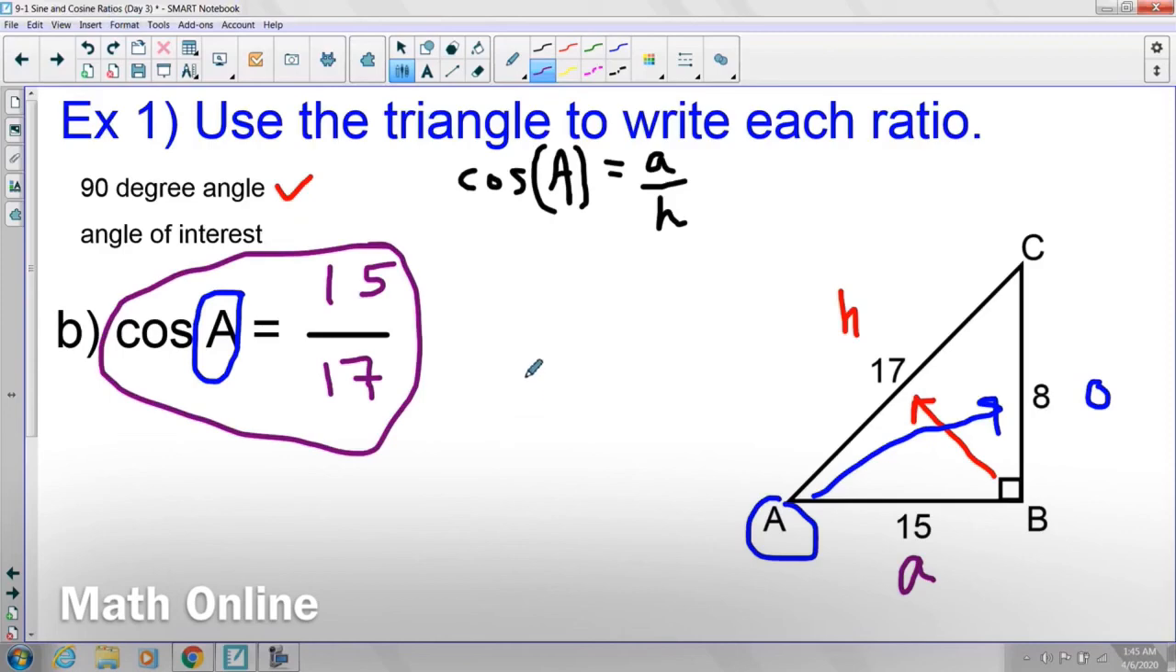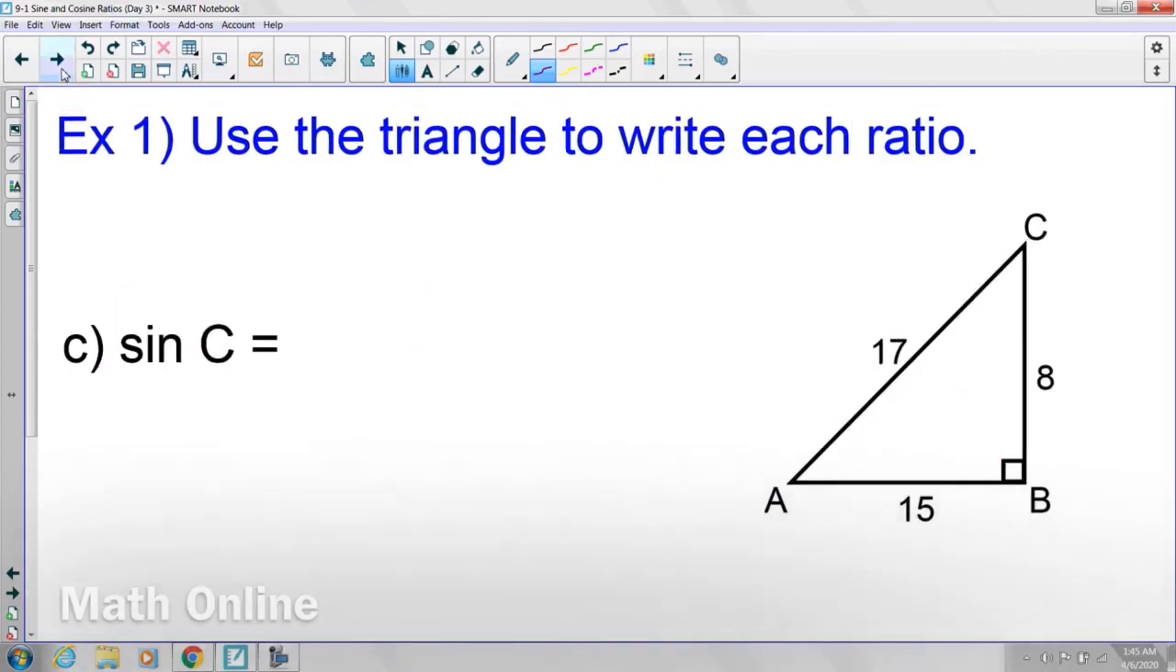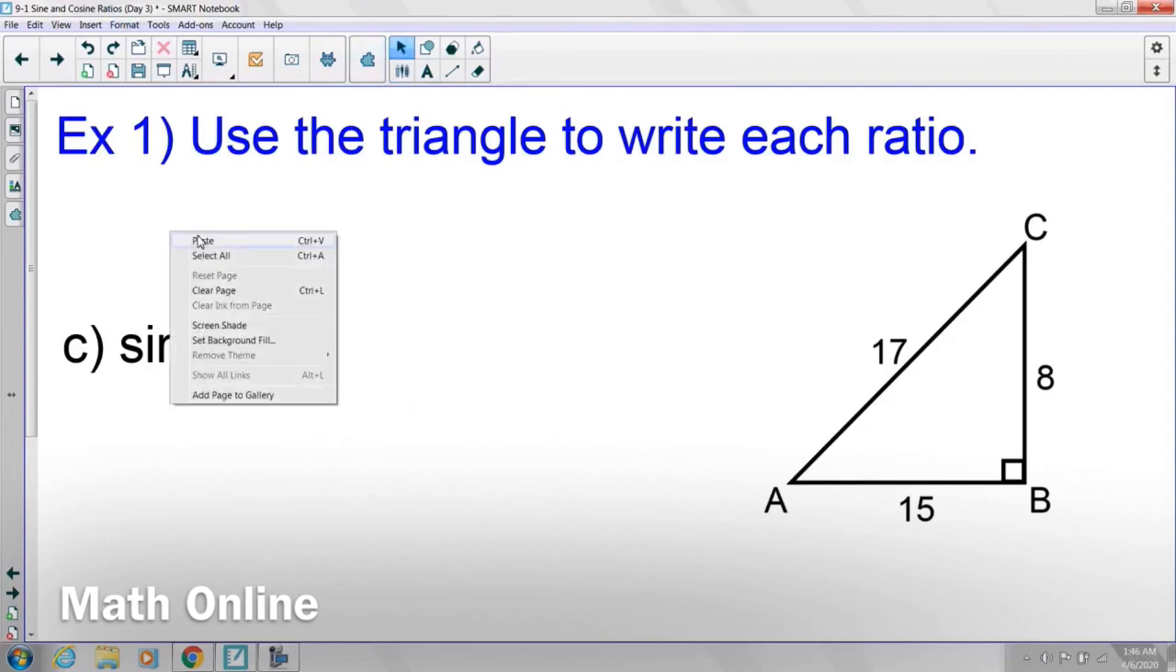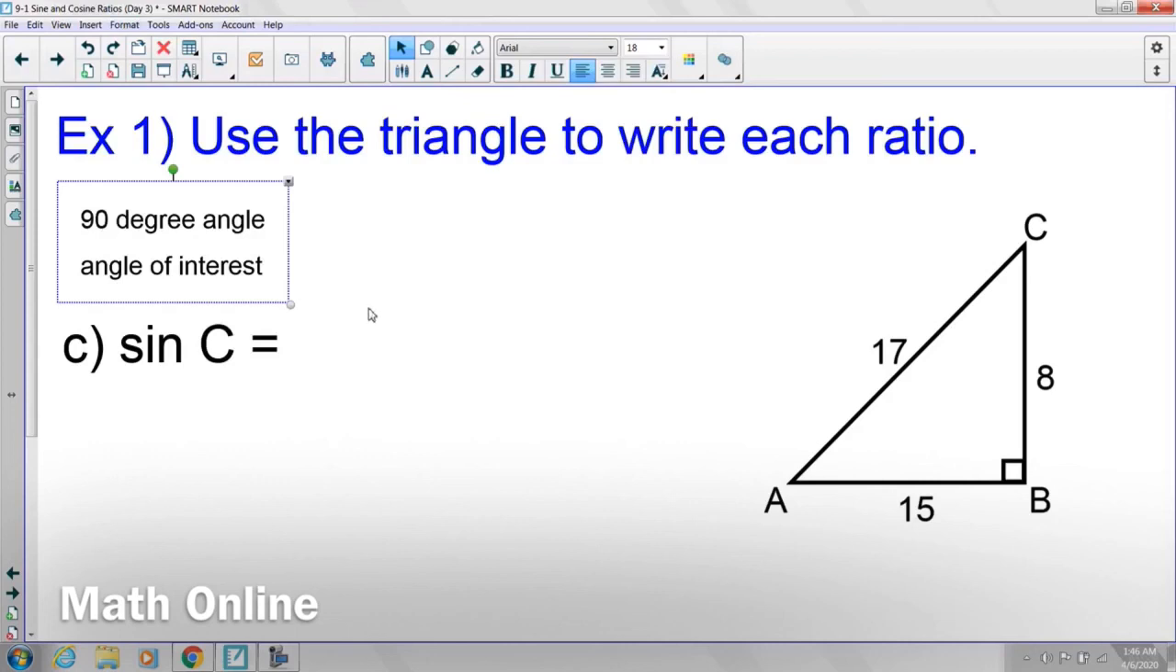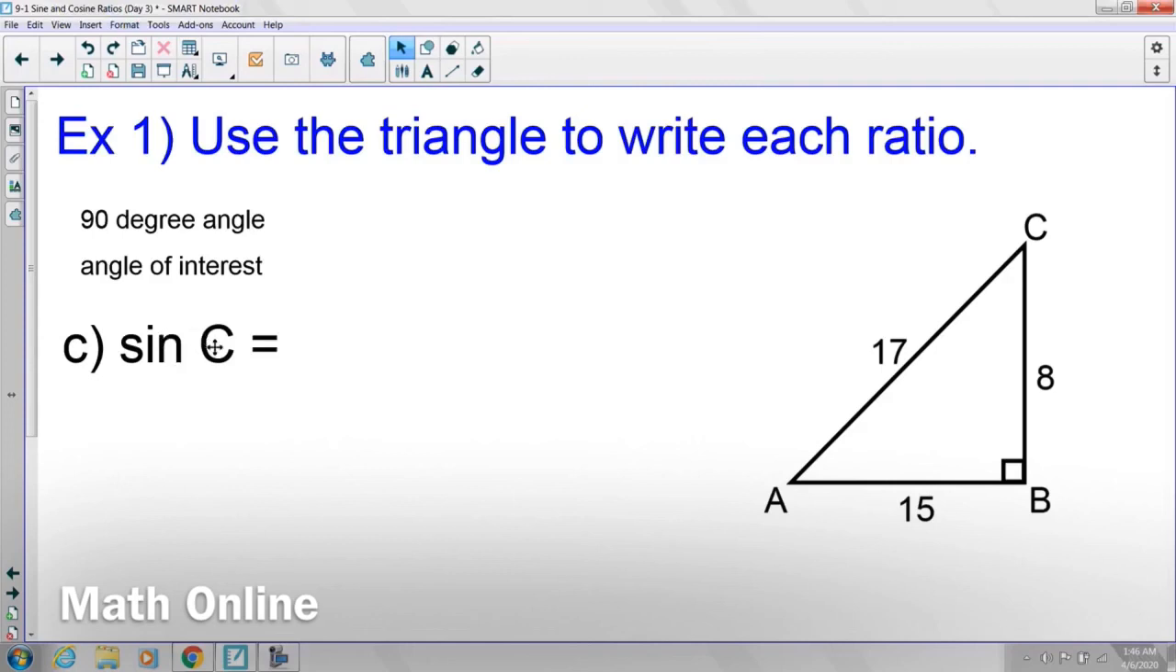Okay. All right. Let's go ahead and do one more example. Hopefully you guys are starting to get this. So example 1, use a triangle to write each ratio. In part C, they're asking us sine of angle C. Find the ratio of sine of angle C. So once again, keep in mind, we need to find the 90-degree angle, which is the box, and we need to find the angle of interest, which is always located in the problem itself, okay?